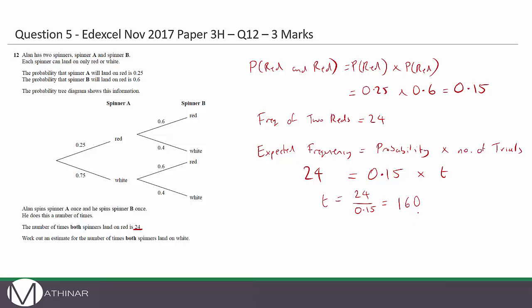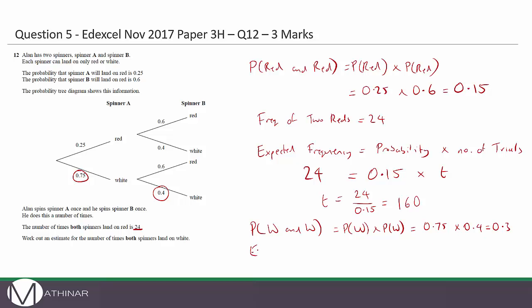Work out an estimate for the number of times that both spinners land on white. The probability of white and white is equal to the probability of white multiplied by the probability of white. So that's 0.75 times 0.4. That's the first white, and that's the second white. If we multiply those together, we get 0.3.